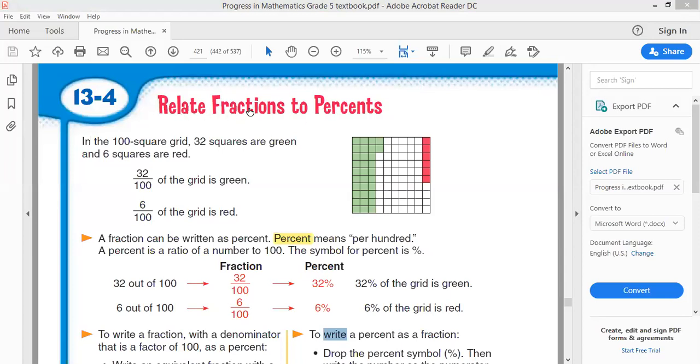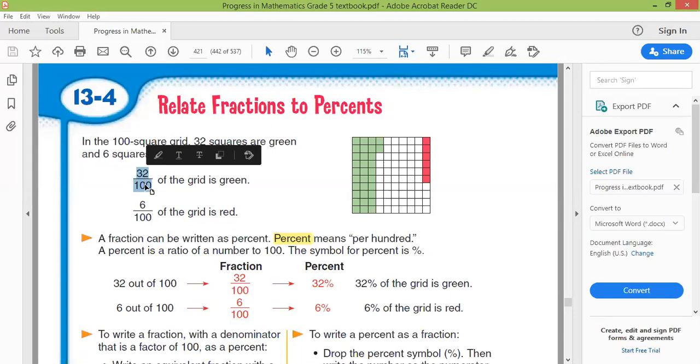Relate fractions to percent. We will have a fraction, as you can see here, 32 over 100. We will relate it to the percent. It's also a ratio, but here the denominator will be 100. The denominator will be what? 100. So try to understand this lesson. It's easier.